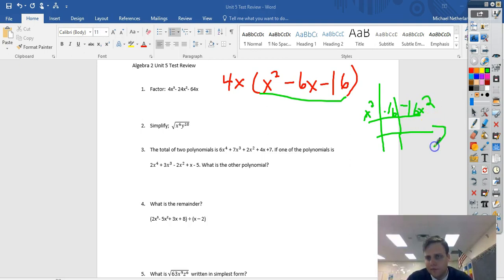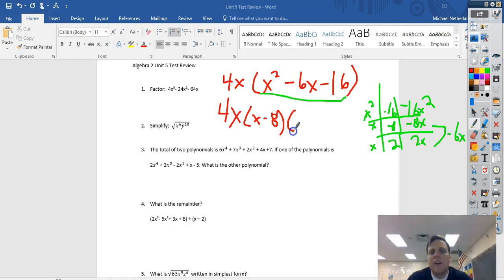So now, I need two numbers that multiply to negative 16, but add to negative 6. Yeah, negative 8x and 2x. Absolutely. So then we say x squared and negative 8x, what do those have in common? X squared and 2x, what do those have in common? X, negative 8, positive 2. So you get x minus 8, x plus 2. So then the entire factored form, don't forget about this first 4x. So you have 4x, then you have x minus 8, x plus 2.